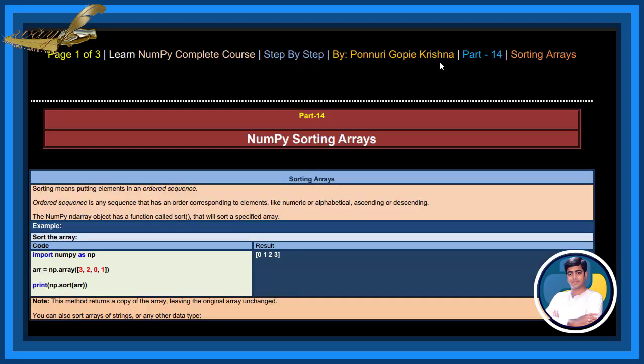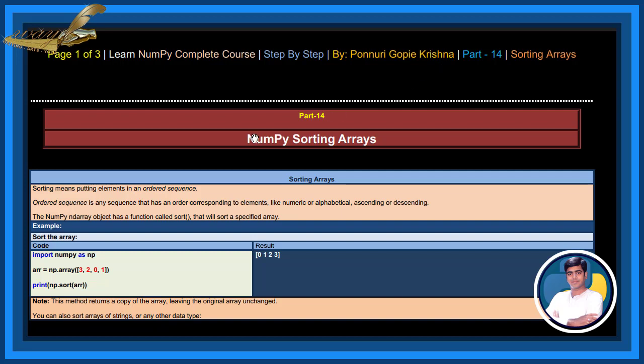In this session, let us learn about NumPy sorting arrays. Sorting means putting elements in an ordered sequence. An ordered sequence is any sequence that has an order corresponding to elements, like numeric or alphabetical, ascending or descending. The NumPy ndarray object has a function called sort method that will sort a specified array.